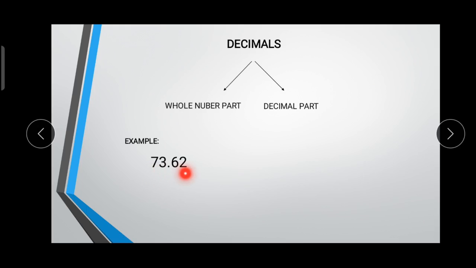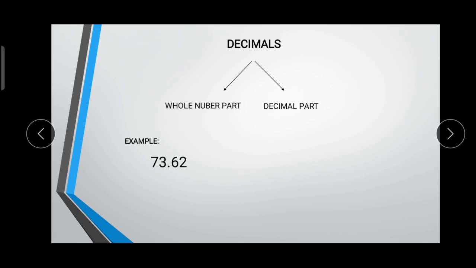73.62. Children, again I'm telling, after the dot we should not read it as 62 or 57, 47 like that. We have to say 62. After the decimal dot, we say 62 or 58 or 43 like that. Am I clear? But on the left side of the decimal dot, we read the number as 73, 42, 56, 89 like this. Am I clear on this one?